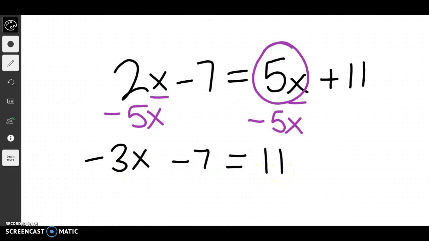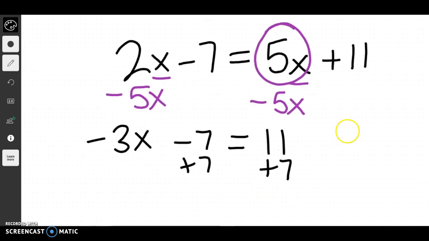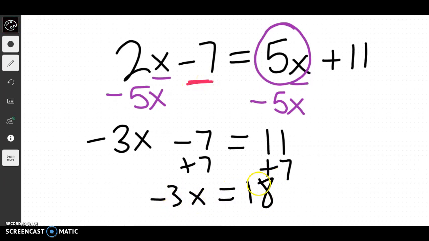Now I'd like to get the numbers on the other side, so I'm going to add 7. The reason I'm adding 7 here is because this is a minus, so because it's a minus, I want to do the opposite operation again. I get a negative 3x, which equals 18.